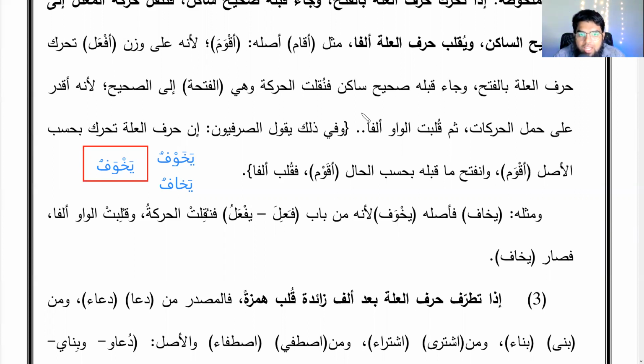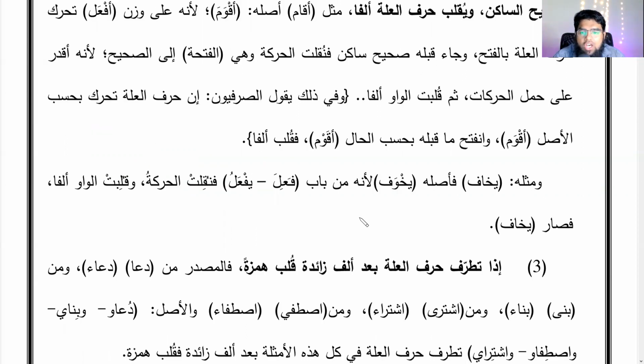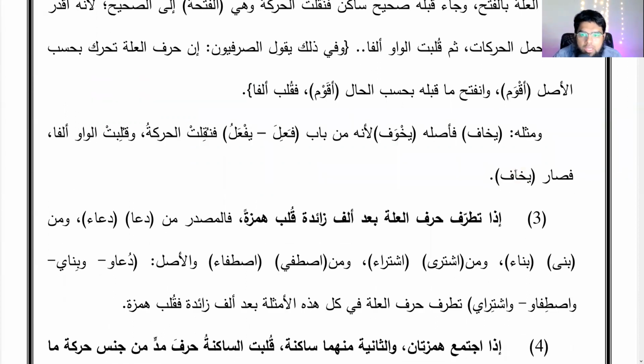One fataha ma qablahu, and the previous letter has a fatha, bihasabil hal. Now we'll give it the present tense. This is present. So faquliba alif, and this was changed into an alif. So this is the rule. Faqulibat al-wawu alifan fasara yakhafu. So it became yakhafu. These are the two rules till now. Actually, three. I should have numbered it third. It's a mixture of one and two, but he put it in second itself.